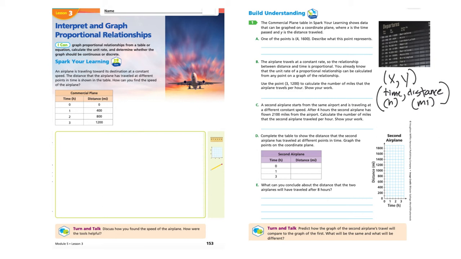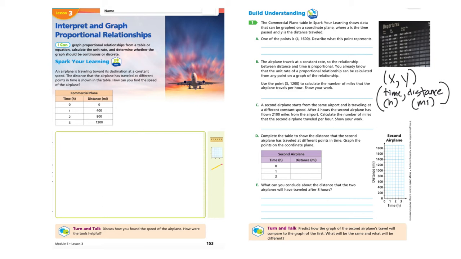C, a second airplane starts from the same airport and is traveling at a different constant speed. After 4 hours, the second airplane has flown 2,100 miles from the airport. Calculate the number of miles that the second plane traveled per hour. So again, this is the time, 4 hours, and this is the distance, 2,100 miles. You want this to be 1, so what has to change here to get that hours as a 1?